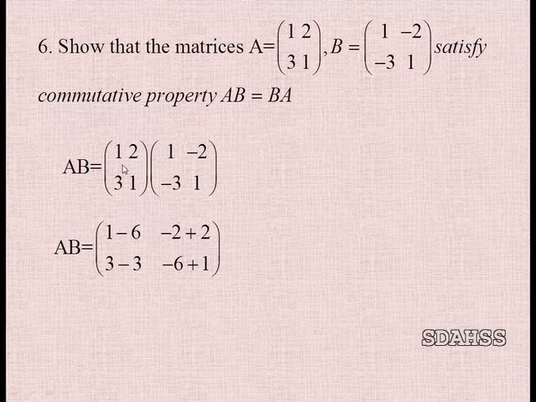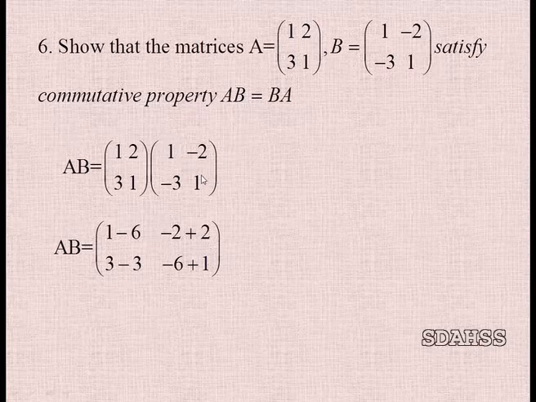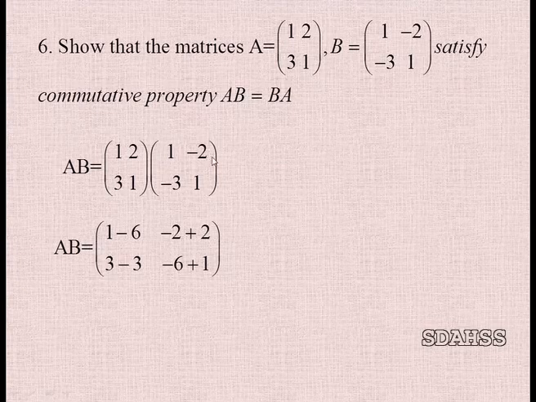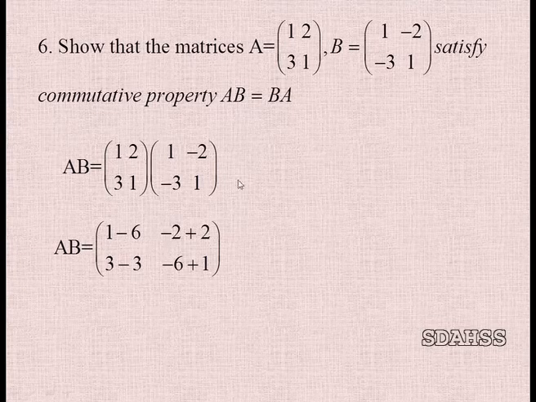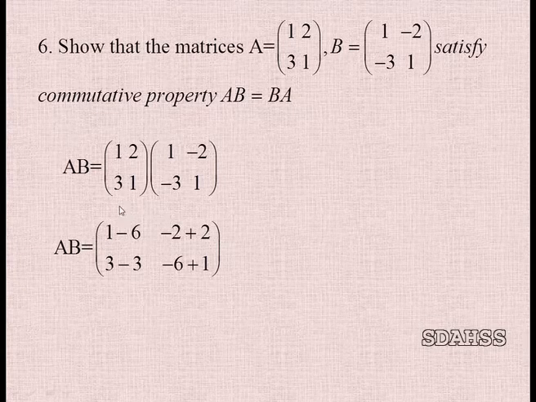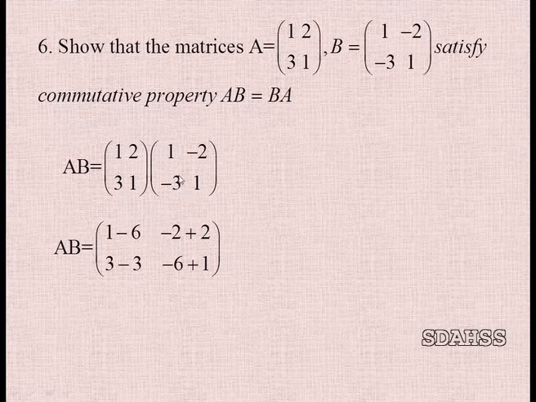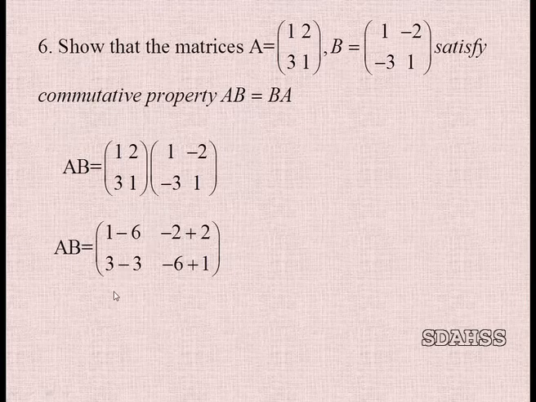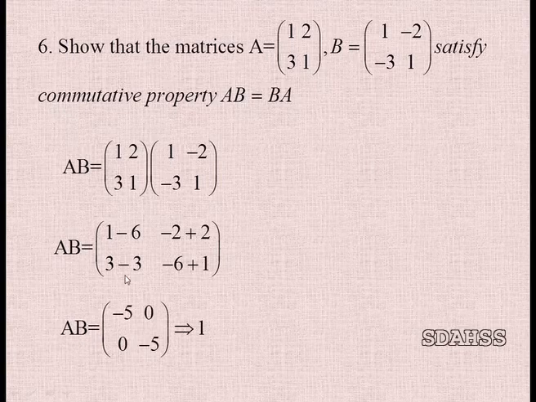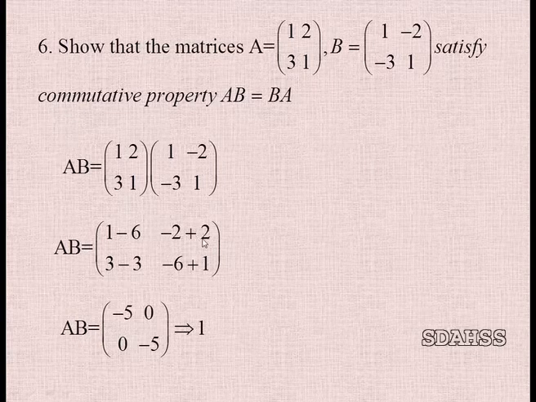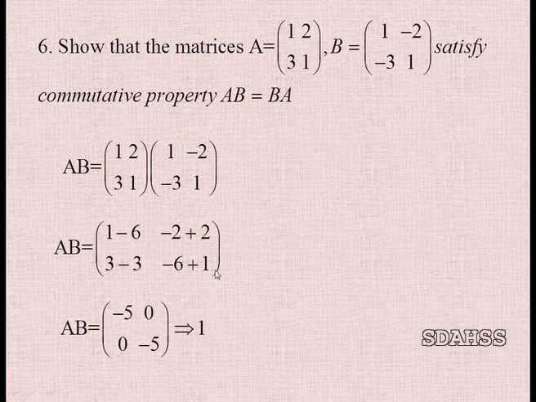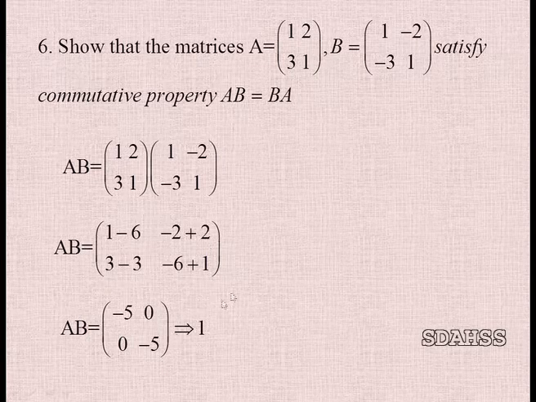Now multiply first row and second column. Then you have 1 into minus 2, minus 2. 2 into 1, 2. Now multiply second row and second column. So you have 3 into minus 2, minus 6. 1 into 1, 1. So 1 minus 6, minus 5. Minus 2 plus 2, 0. 3 minus 3 is 0. Minus 6 plus 1, minus 5. Mark it as first equation.